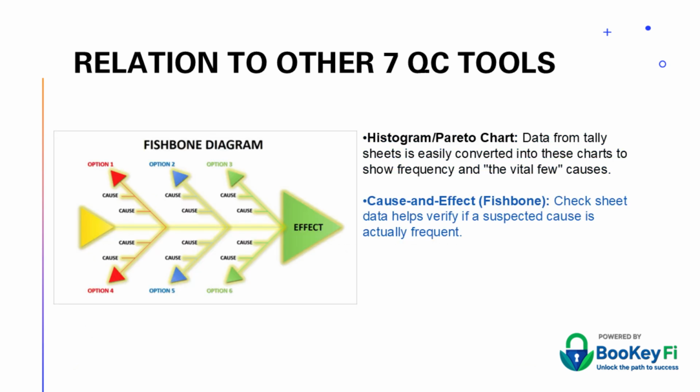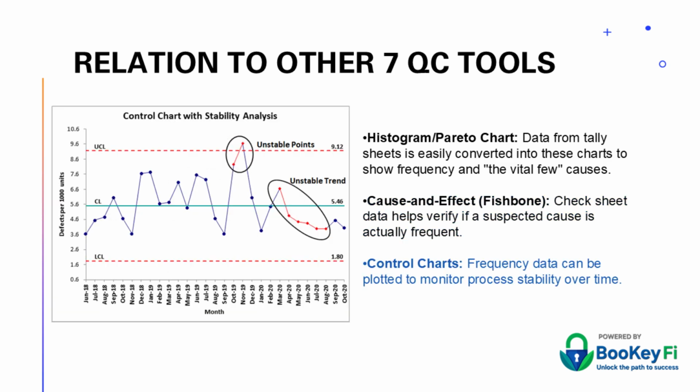Cause and effect or Fishbone diagram. Check sheet data helps verify if a suspected cause is actually frequent. While the Fishbone diagram brainstorms potential causes, the data from your check sheet proves which of those theories are backed by real-world evidence. Control charts.